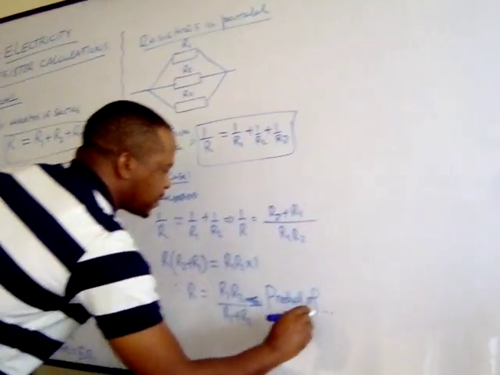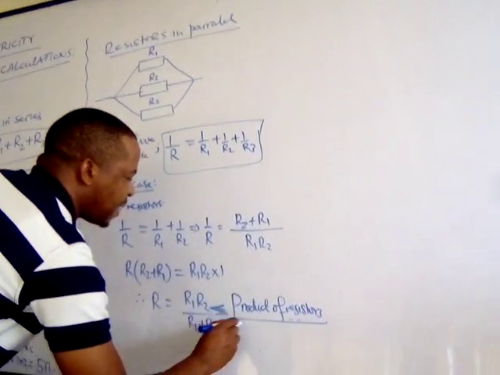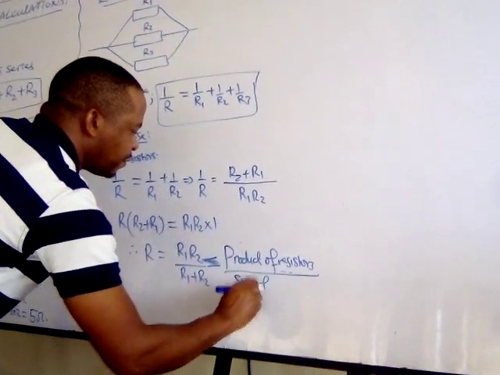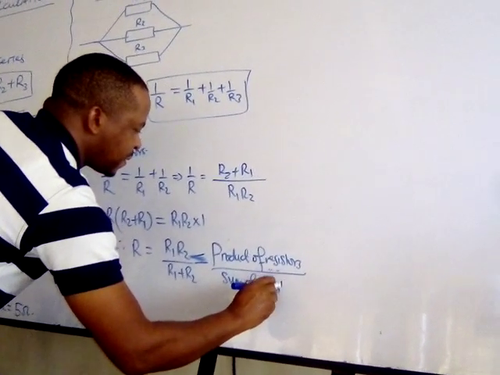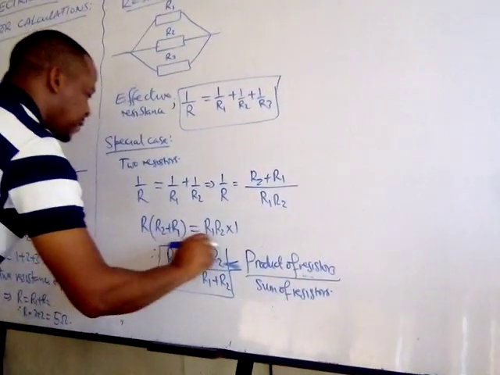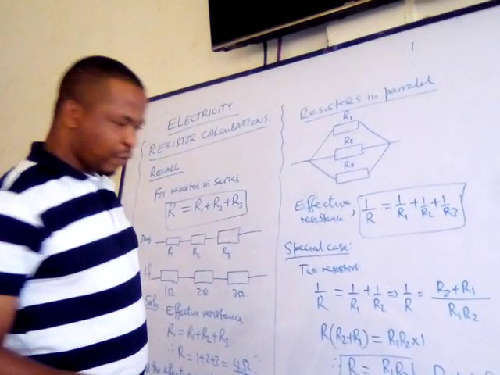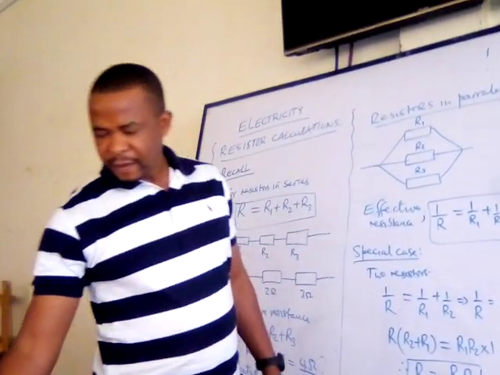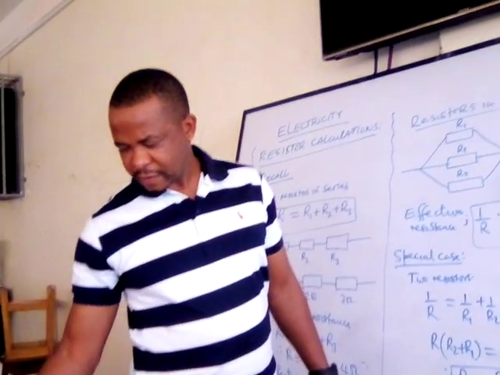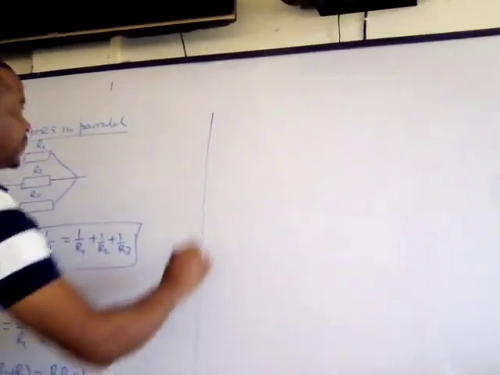Which we prefer to write as product over sum. Product of resistors over the sum of resistors. So we are saying in a special way, for two resistors that are in parallel, the effective will be product over sum. For example, we can take an example.